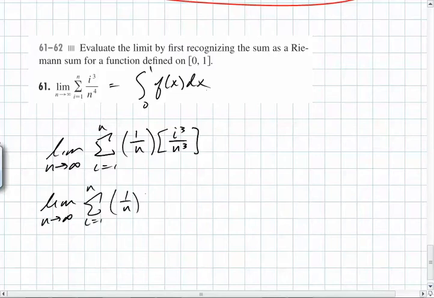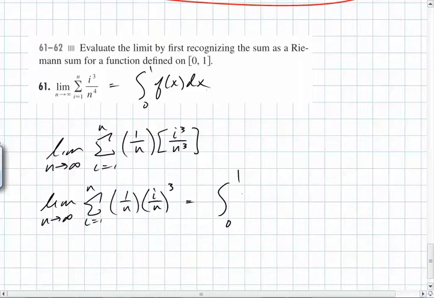Well, no, 1 over n. They're both raised to the third power, so what can you do? Oh, I'm sorry, you said it. I just heard it wrong. i over n to the what power? Cubed. So, can you recognize what the function's going to be? This is equal to the integral from 0 to 1 of what? It's not 1 over x cubed.